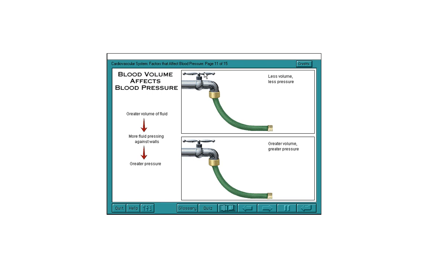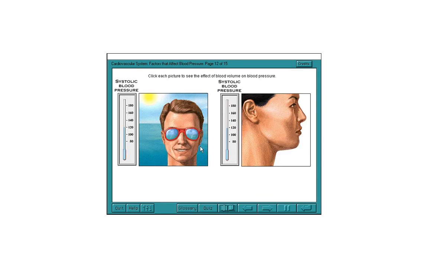Once again, we can use garden hoses to demonstrate this principle. Click each picture to see the effect of blood volume. Reduced blood volume, which could be due to excessive sweating, for instance, reduces blood pressure. However, increased blood volume increases blood pressure. Water retention from excessive salt intake is one way that blood volume can be increased. Again, this is only a temporary situation.